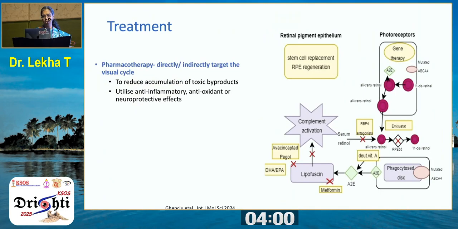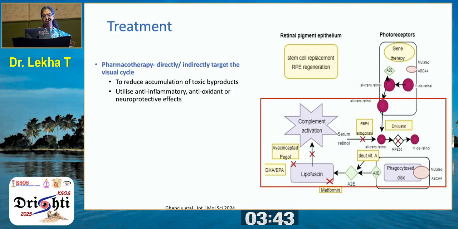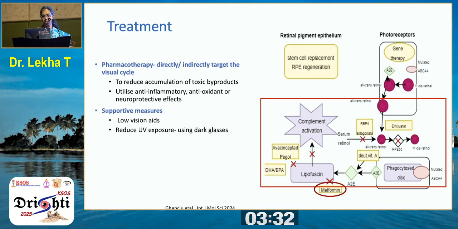So what can we do for these patients? We have heard it before, gene therapy or stem cell is still at the research level, but we can try to do something which is called pharmacotherapy by utilizing agents for their anti-inflammatory or antioxidant or neuroprotective effects, which can try to reduce the accumulation of these byproducts, and various agents are being investigated, of which one such agent is metformin. Because of its safety profile and affordability, we are also undertaking a trial on the role of metformin in Stargardt's patients. Supportive measures are extremely important.